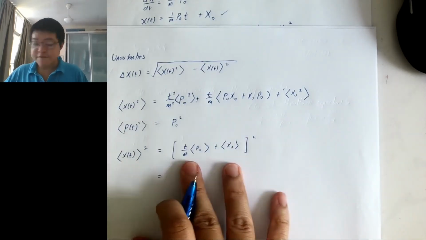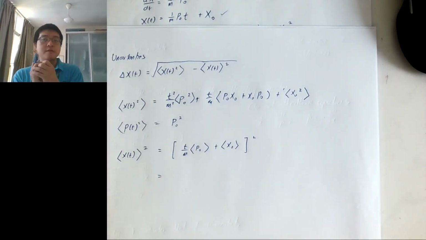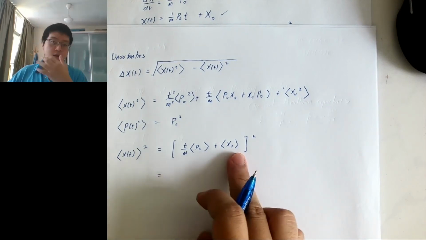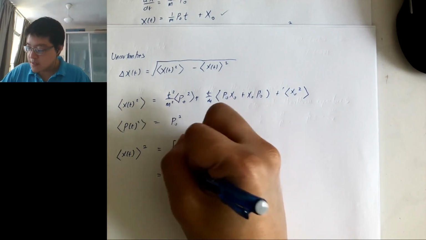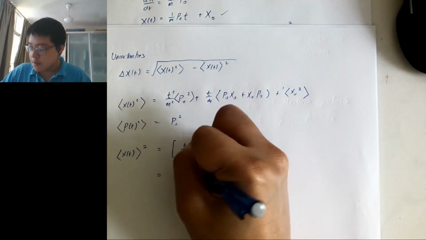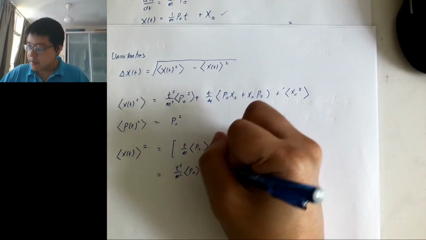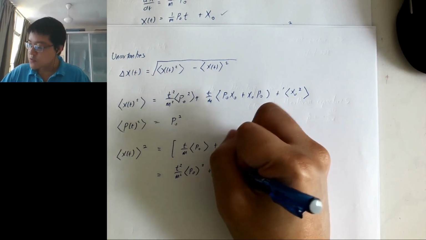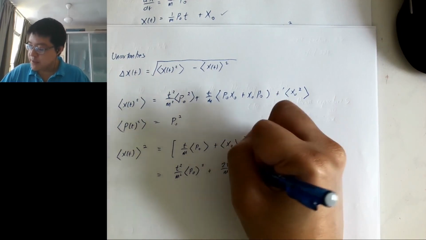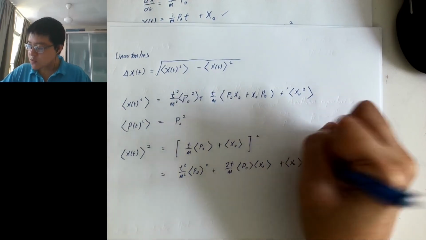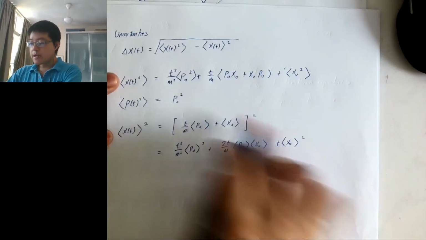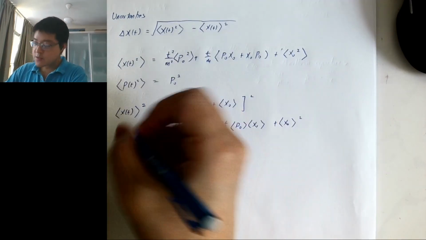But right now, after you take the expectation value, the result is a number. These are not operators anymore, so you can swap the order if you want. T square over m square, p square, and then plus 2t over m px, and then plus x square. And then I want to calculate this thing.